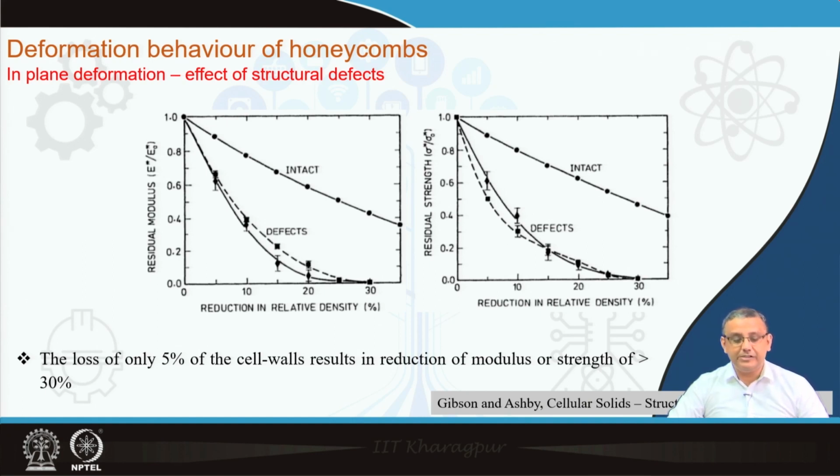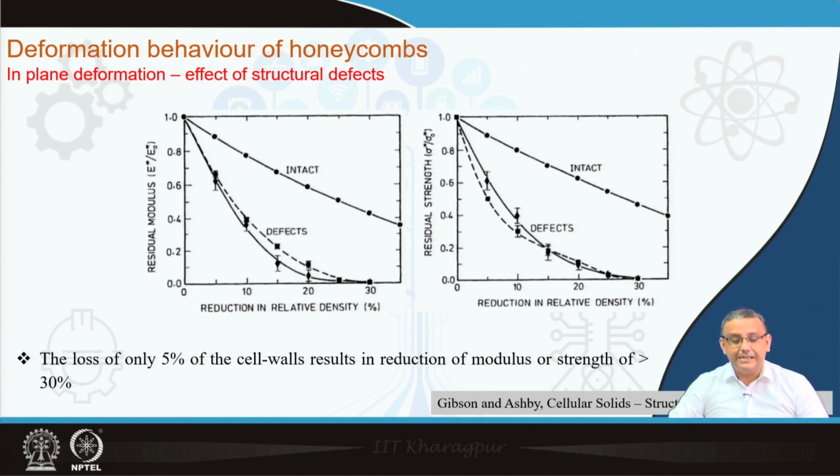The x axis shows the reduction in the relative density. If we assume that some of the honeycomb arms or sides are missing, that means the density of the honeycomb is decreasing, because we remove some material, and that is a defect in the structure. In these plots we also see the effect of this reduction in density on the relative modulus and the relative strength of the honeycomb structure.